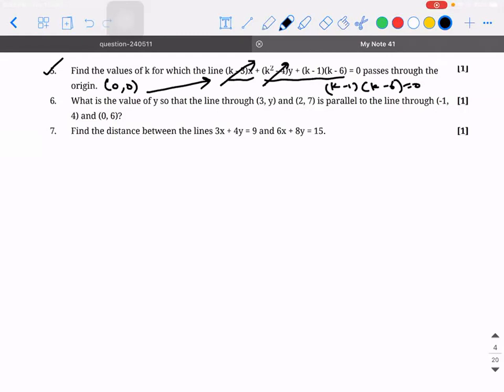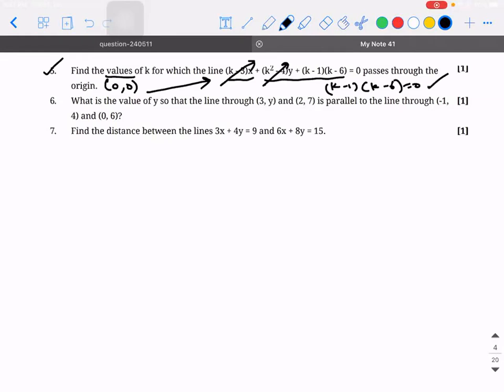You factorize, no? (K minus 1) into (k minus 6) is 0. So k can either be 1 or 6. That is why the question is, what are the values of k? It has two values. Got it? Yes, 1 and 6 is the answer for this.